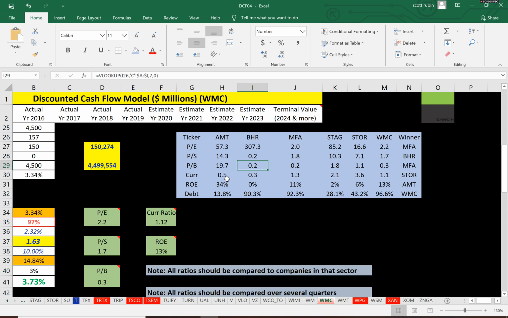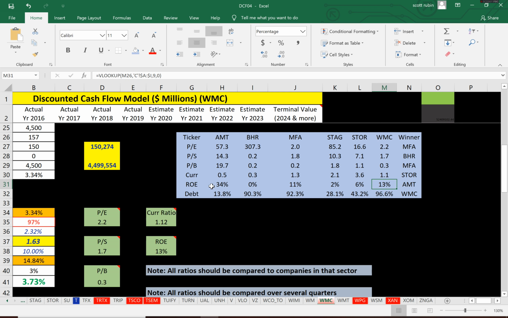And the current ratio, it looks like a couple of businesses are in bad shape. AMT and BHR don't have enough cash to fund their business, so they're going to have to go into further debt. The other companies have an appropriate current ratio. Although Store has, you don't want such a high current ratio because that just means you're sitting on a lot of cash and assets, and you should be using that money more wisely because we don't invest in companies so they just sit on cash. We invest in them so they run a healthy business and provide a profit.